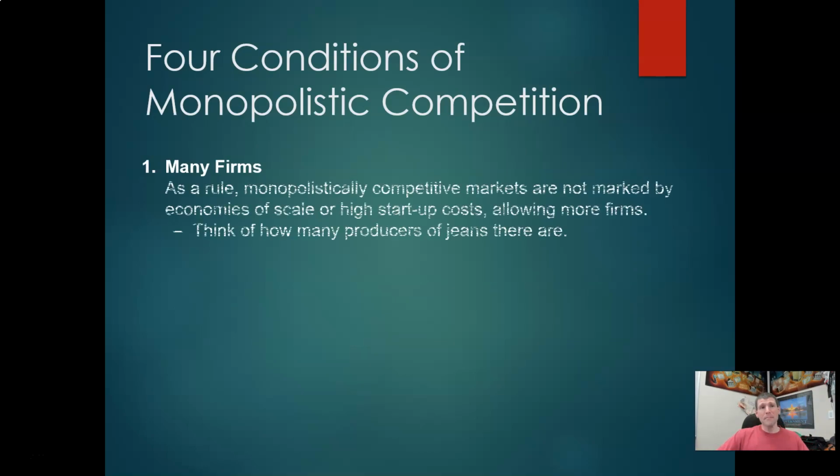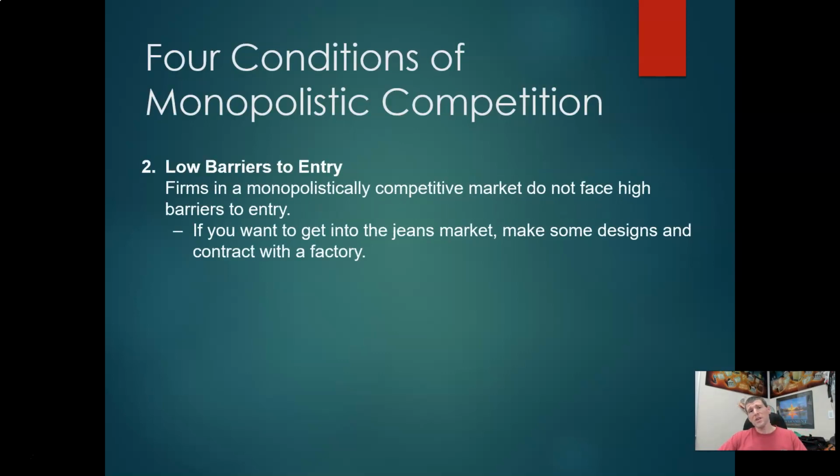All right, so monopolistic competition, you've got lots of firms, all right? So they're not marked by economies of scale like what you saw with monopolies. They don't have high startup costs. The barriers to entry are relatively low, which means you can have more firms and more competitors. Again, think of jeans, how many companies there are out there that make jeans. Okay, there are low barriers to entry. So there's not high startup costs, there's not high knowledge costs or things that you need to know in order to get into this particular market.